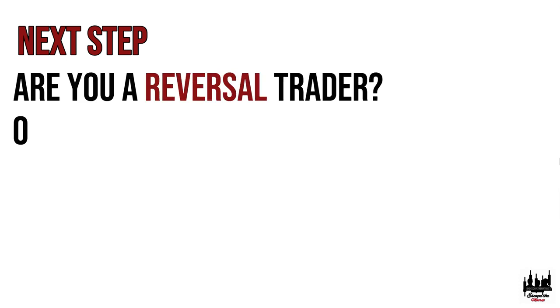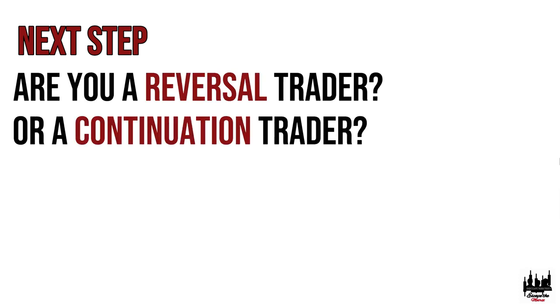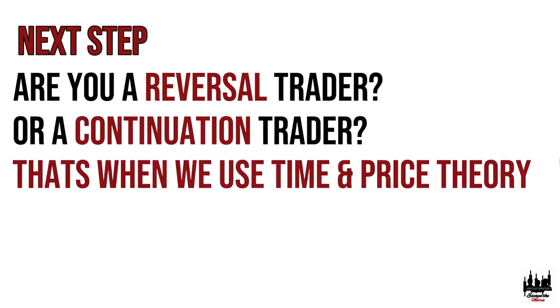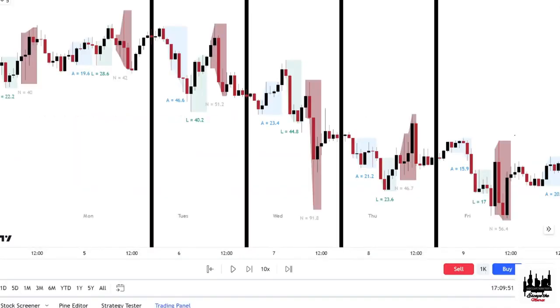The next step is, what kind of trader are you? Are you a reversal trader or a continuation trader? That's when time and price theory comes in handy. If you're a scalper, you would focus mostly on the Asian range, because you can trade back and forth, ping pong between the premium and the discount, since the Asian range is usually tight. As you can see, the Asian range a lot of times is a lot smaller than the rest of the sessions.